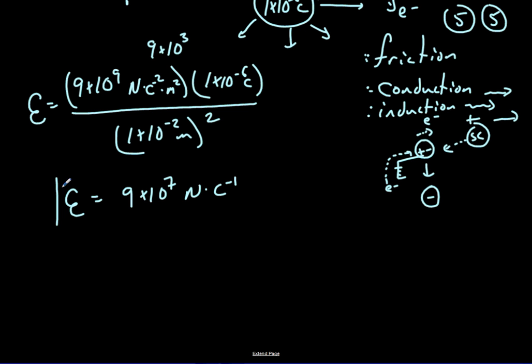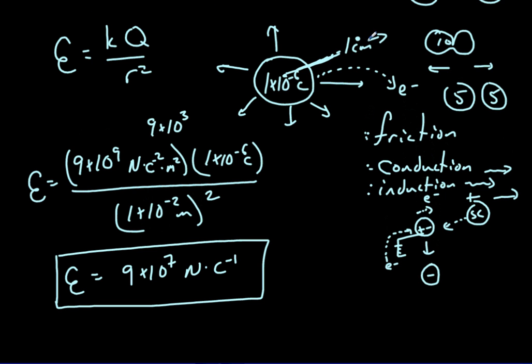That's how you figure out field strength near a charged object. Okay. Now, what does that mean? It means that if I were to place a 1 coulomb charge here, it would experience 9 times 10 to the 7 newtons of force repelling it.